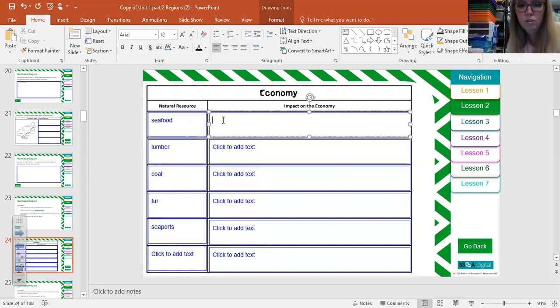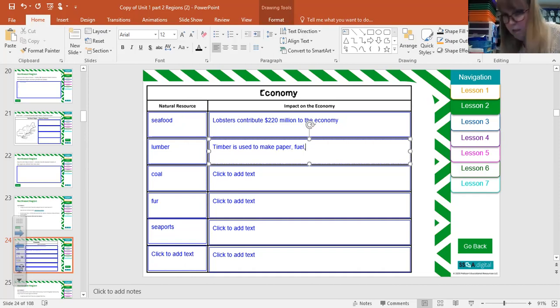Okay, so I'm going to give you the first two like I did today. Lobsters contribute $220 million to the economy. That's a lot of money that it gives to their economy. Second one, timber, which is just wood, is used to make paper, fuel, and maple syrup.